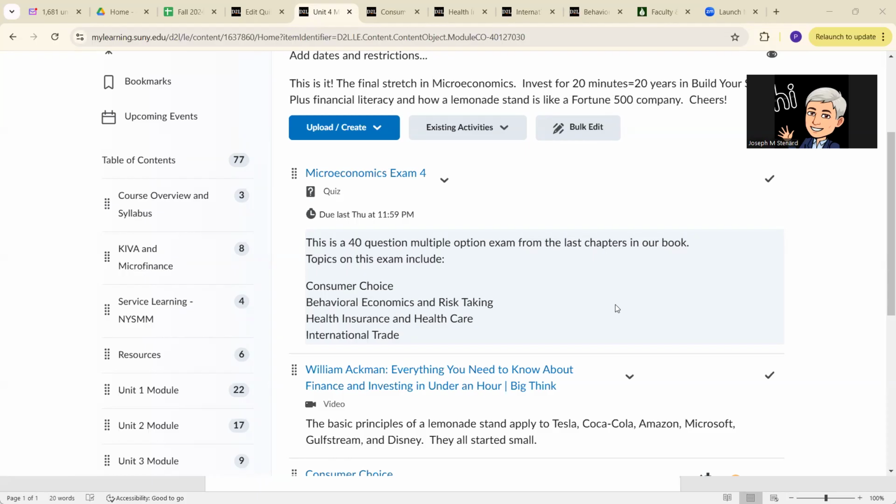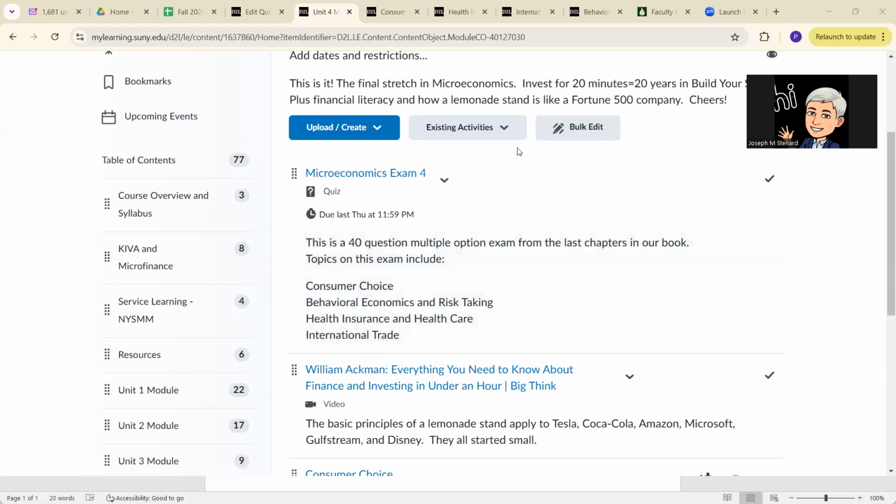I want you to do really well on Microeconomics Exam 4. So, as kind of give you a leg up, we'll just look over the materials here. It covers 40 questions. There's about 10 questions per chapter: consumer choice, behavioral economics and risk taking, health insurance and healthcare, and international trade.